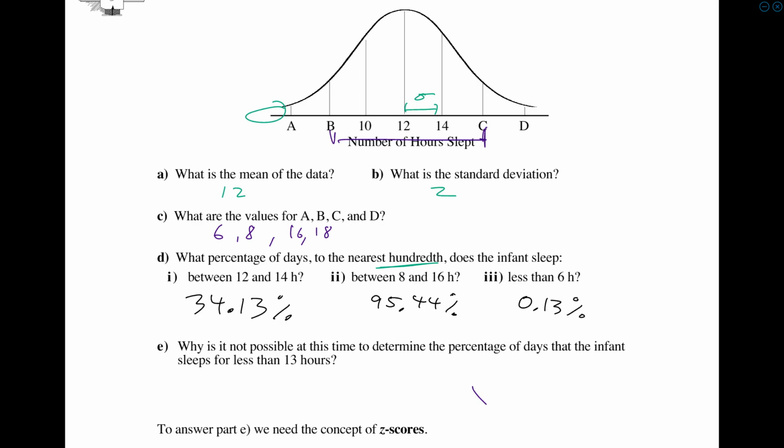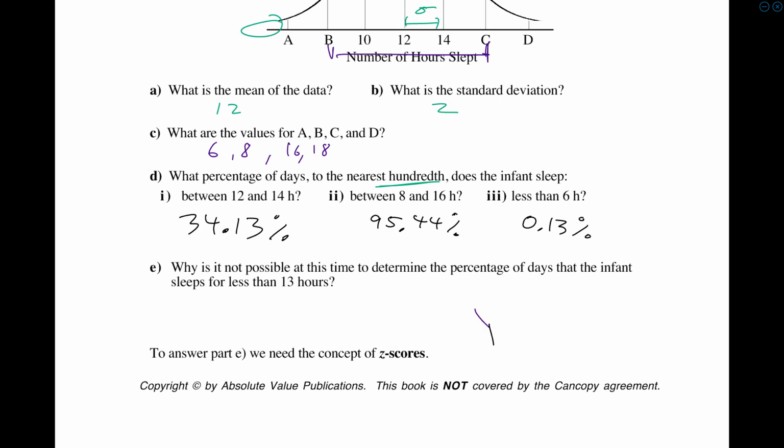But you're right to recognize that if we're talking about out of 100 days, this infant sleeps less than 6 hours 0.13 out of 100, right? That's 13 out of 10,000 days. That's not very high. How would that be for a year? It'd probably be like 1 day. Yeah, 1 day in this case.